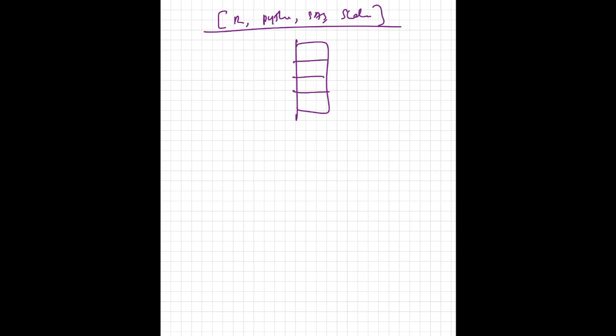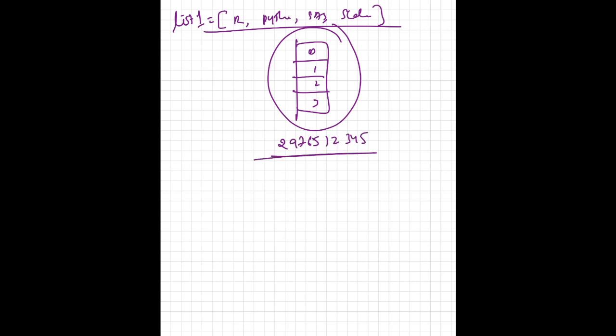Again, R, Python, Scala, Java. This list I told you will be stored in memory blocks 0, 1, 2, 3. So this is list 1. I will store it into a variable called list 1. This entire memory block will be stored at a particular address, maybe some random number. This is the address for this list 1.